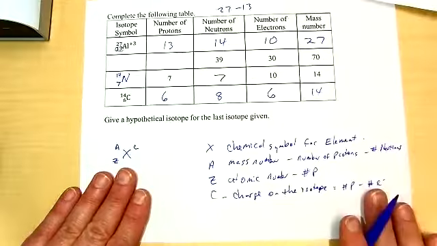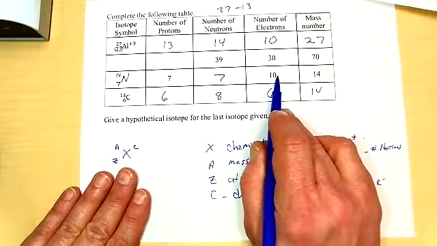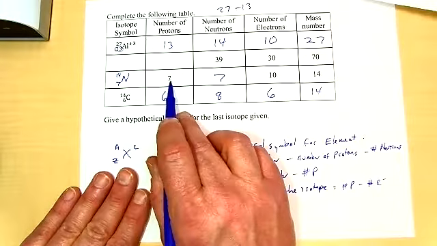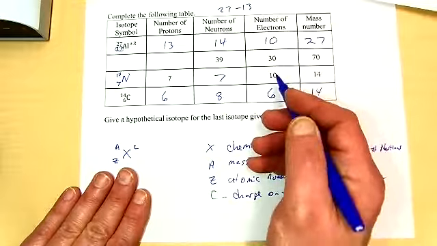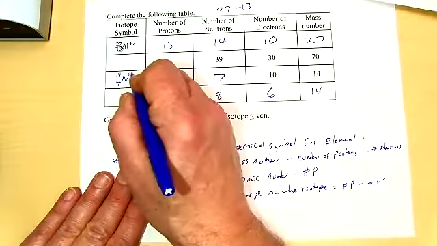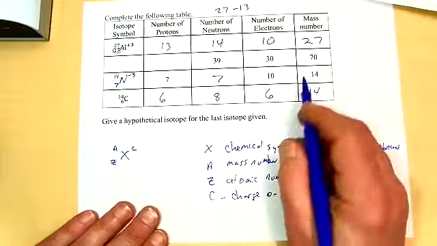And we're done. Wait a minute, we're not done, because look, it has 10 electrons, but only 7 protons. So 7, 8, 9, 10, that means there are 3 extra electrons, which means this is going to have a -3 charge.